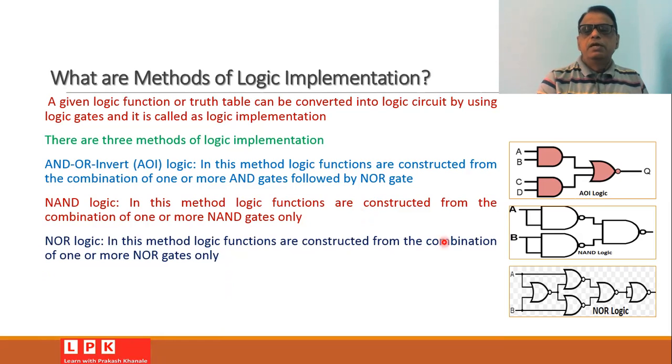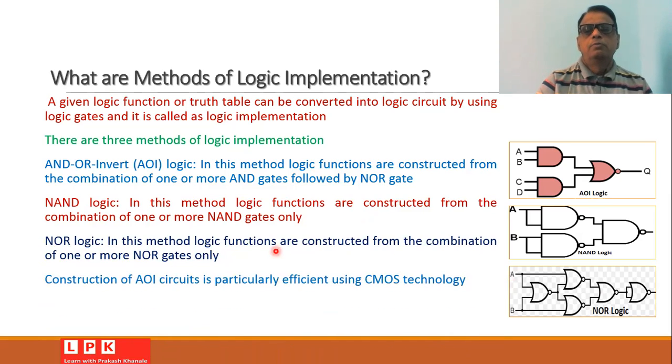Another method that is used for implementation is called NOR logic. Like the NAND gate, the NOR gate is also a universal gate. It means that any given Boolean expression can be implemented by using only NOR gates. Whenever we make such a combination of NOR gates to implement the given expression, that is called NOR logic.